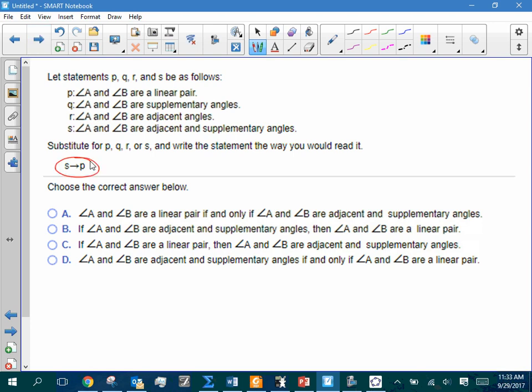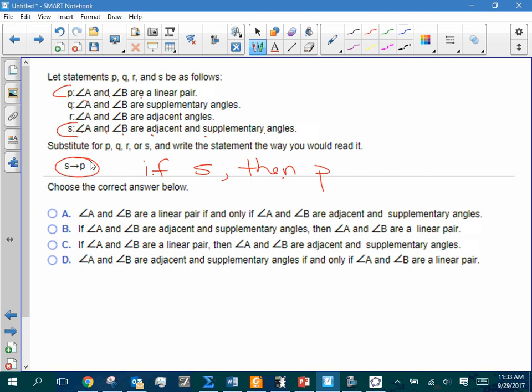Whenever I have S, arrow P, that arrow is starting at S and going straight to P, right? So if I'm traveling down that arrow, I can only go that direction. I can't start at P and go to S. S is just some generic hypothesis. P is just some generic conclusion. Does that make sense? So if S up here is this phrase right here, and P is that phrase right there, I'm going to read this as: if angle A and angle B are adjacent supplementary angles, then angle A and angle B are a linear pair.